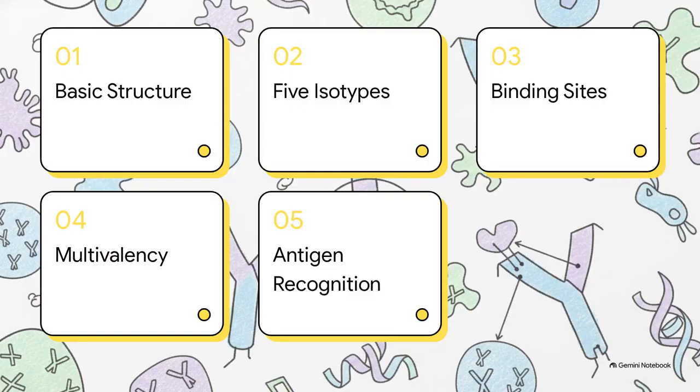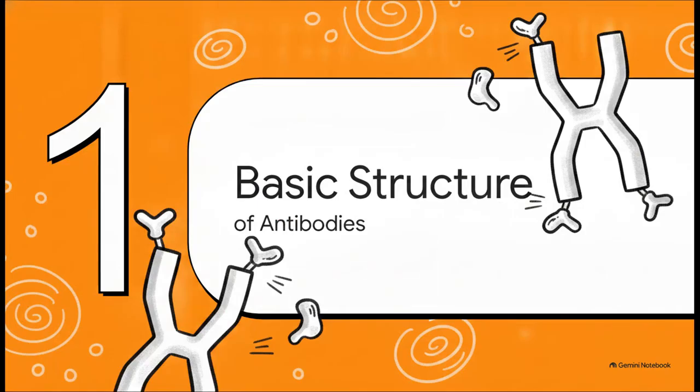Here is our roadmap for today's journey. Number 1, basic structure of antibodies. Number 2, meet the 5 isotypes. Number 3, antigens and binding sites. Number 4, the power of multivalency. And finally, number 5, lymphocyte antigen recognition. Okay, let's dive into this with Section 1, basic structure of antibodies.